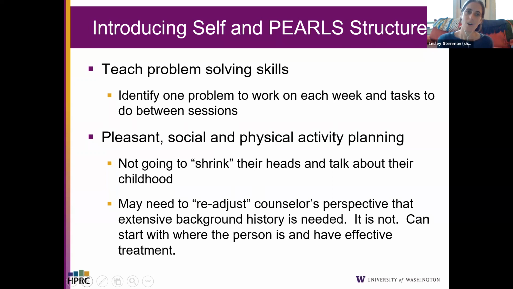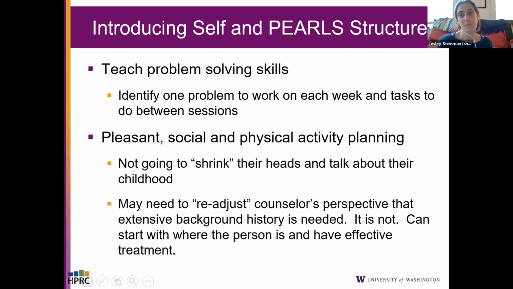In terms of how you talk about PEARLS, these are the things you want to highlight about the PEARLS structure. And again, think about appropriate words you could use, if people don't like the word problem, for example. But there are really 2 skills that are tools in people's toolbox that you're teaching. One is problem solving skills, which means every week identifying one problem to work on, and tasks that they do between sessions. The second skill or tool is planning pleasant or social or physical activities.